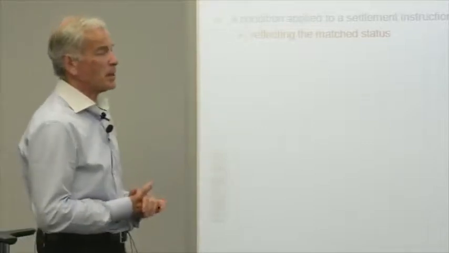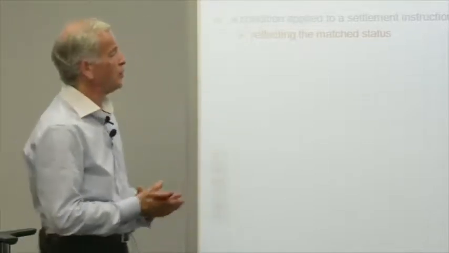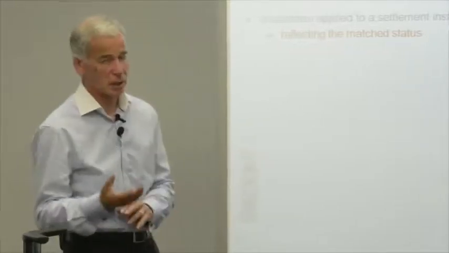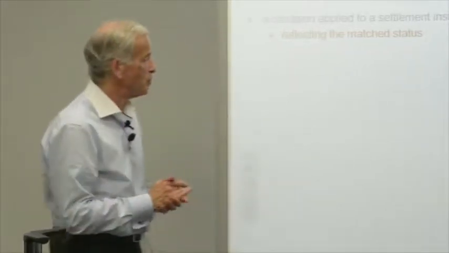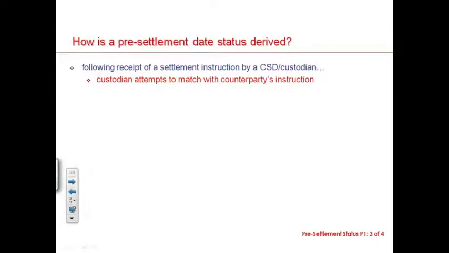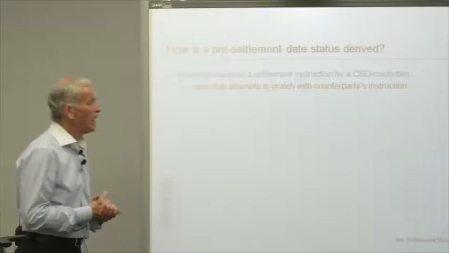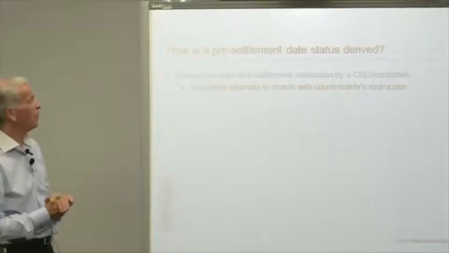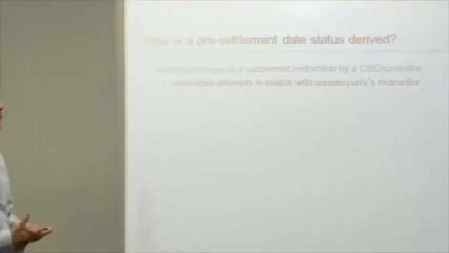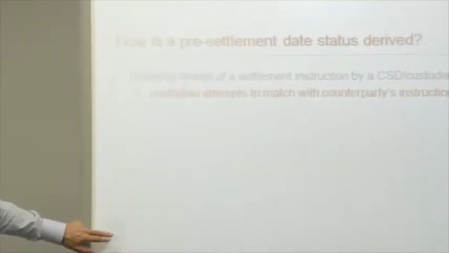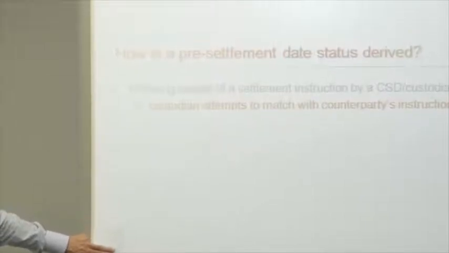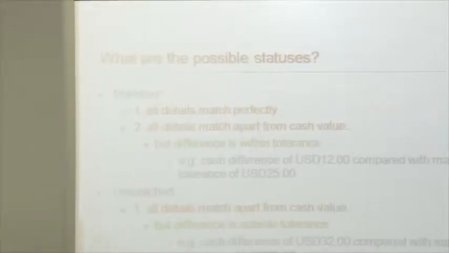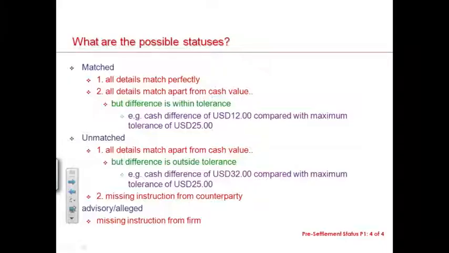So a pre-settlement status is a condition that's applied to a settlement instruction by a CSD or a custodian, depends who you're using specifically, which reflects the matched status of your instruction. Of course, we need the instruction to be matched because it has to be matched prior to settlement. How are such statuses derived? So following receipt of a settlement instruction, the custodian attempts to match the investment bank's instruction with the counterparty's instruction. The possible statuses are that it is matched.